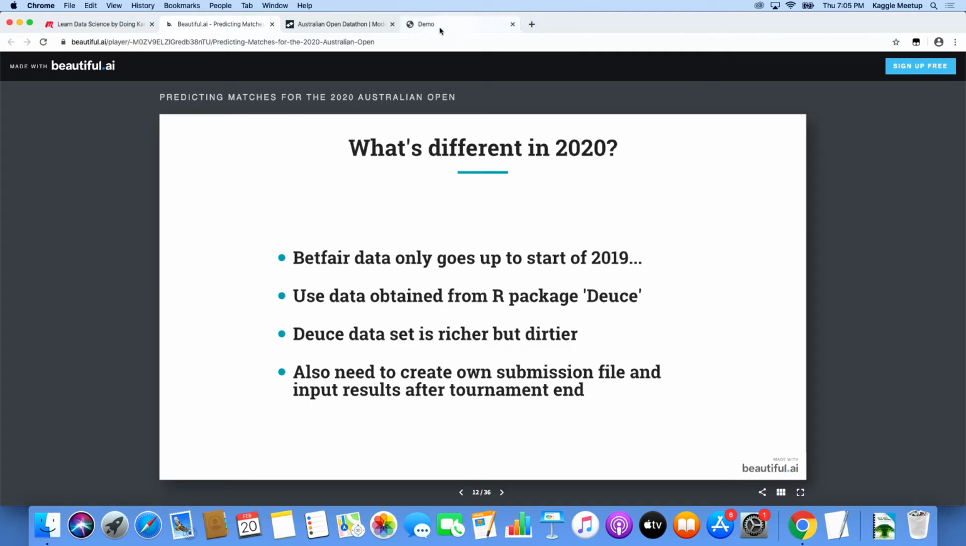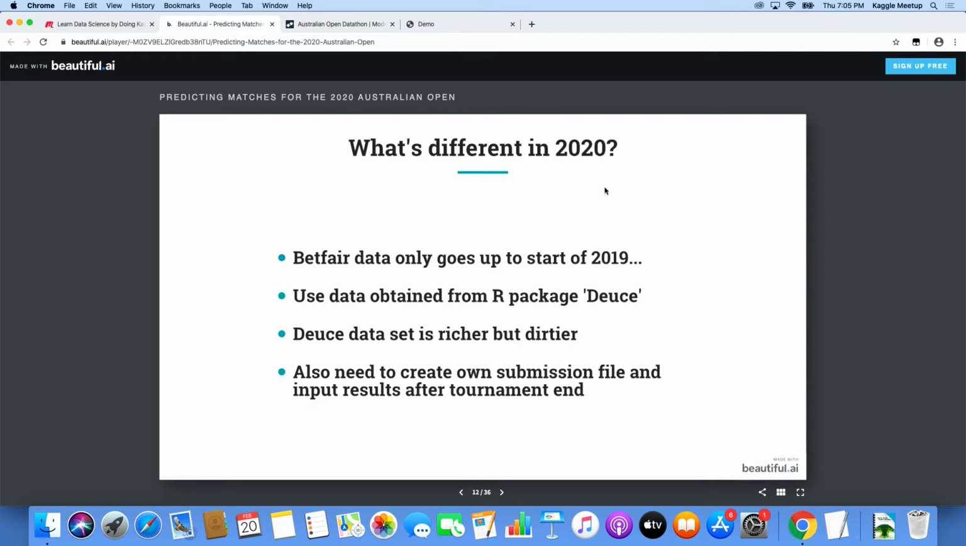Another detail is that we need to create our own submission file and also manually input results after the tournament ends. It doesn't sound like much work, but I think it took me 6 to 8 hours just to do the men's. That's why I'm only going to focus on the men's for my analysis today, but the same method can be applied to the women's. I just couldn't be bothered manually typing out the data myself.